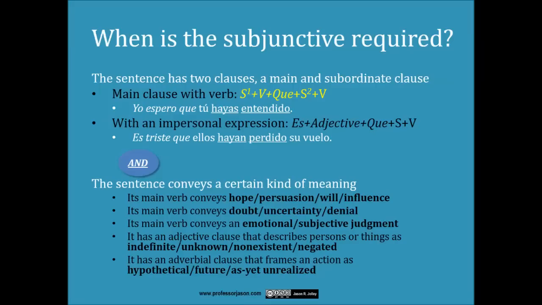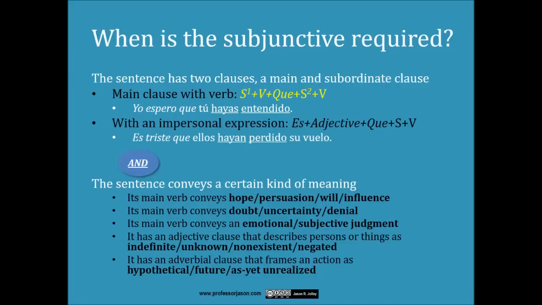So, yo espero que tú hayas entendido. I hope that you understood, or I hope that you have understood. Similarly, you can have an impersonal expression instead of a subject and verb, like you see in yellow here. So you might have something like es, then an adjective, and then the rest of the formula is the same. An example might be an impersonal expression like es triste que. Es triste que ellos hayan perdido su vuelo. It's sad that they missed their flight.